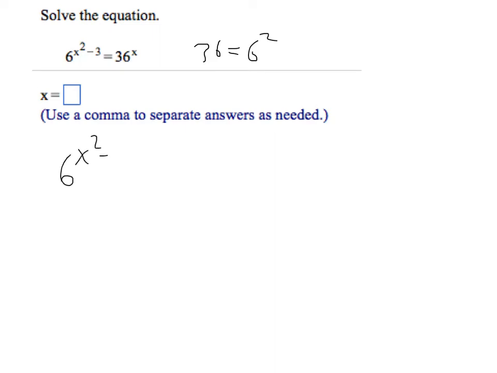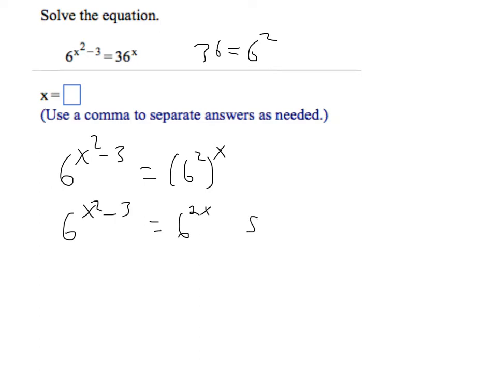So the left side is 6 to the x squared minus 3, and the right side is 6 squared to the x. Because of that, I have exponential rules that I can use on the right side. Remember, when we have a power to a power, like we do here, we're squaring and then raising to the x power, but the rule says that the exponents get multiplied. So on the right side I have 6 to the 2x, and on the left side I have 6 to the x squared minus 3.